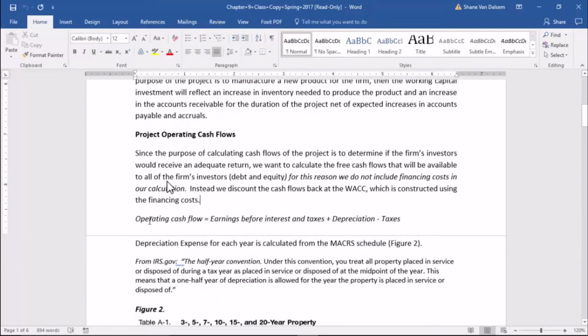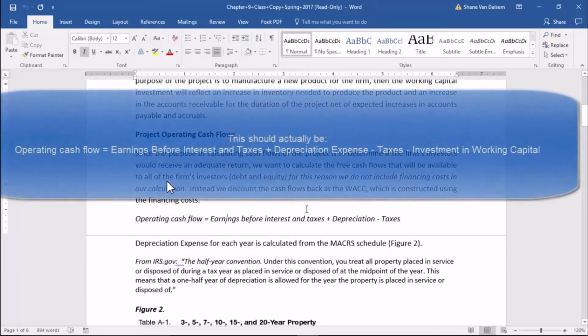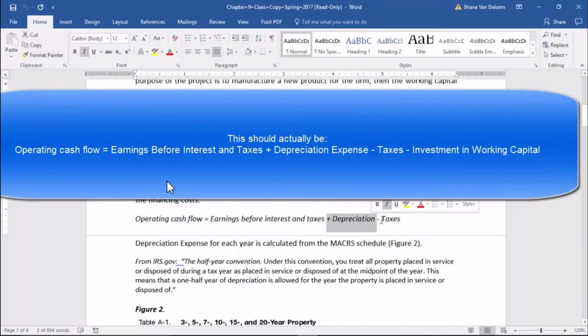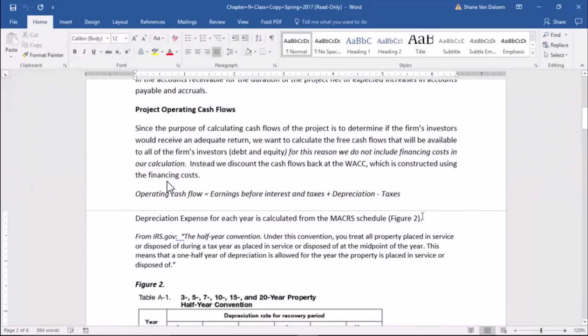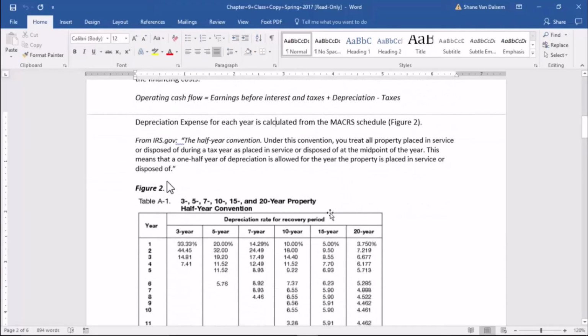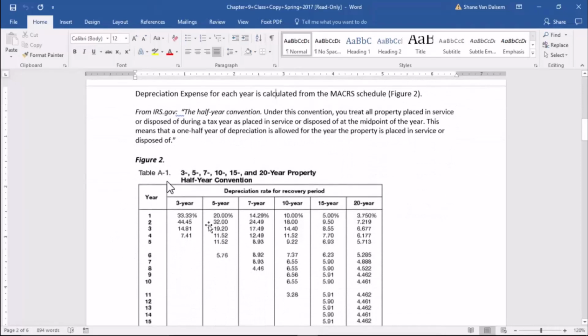So our operating cash flow is equal to the earnings before interest and taxes plus depreciation minus the taxes. Depreciation expense for each year is calculated from the MACRS schedule, and that stands for Modified Accelerated Cost Recovery System. So it's accelerated depreciation. And I put the table from the IRS website here for the half-year convention, and the half-year convention works like this. And this is from the IRS website. The half-year convention. Under this convention, you treat all property placed in service or disposed of during a tax period as placed in service or disposed of at the midpoint in the year.